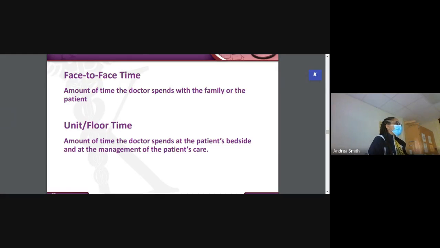The next one is unit floor time. It's the same thing. It's how much time the doctor is going to spend by your bedside. And I guarantee you they don't spend nearly as much time with you in the hospital. They come and look at you, ask how you're doing, and go about their merry way. But they charge you for the time they looked at your chart.